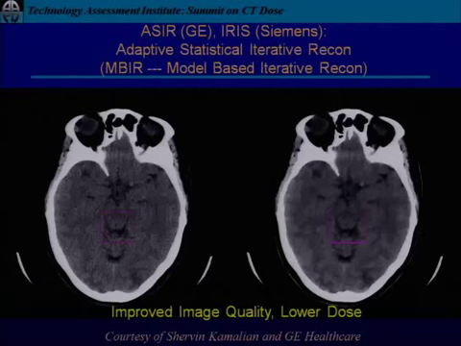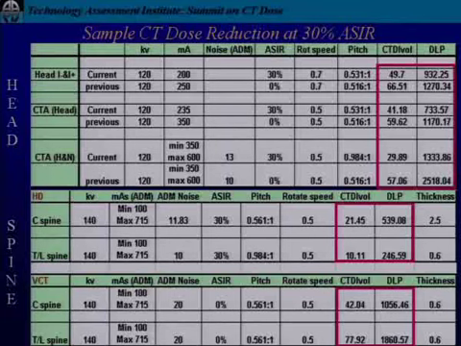There are these newer techniques that have come out, which GE calls ASIR, Siemens calls IRIS. All they're doing is going beyond the filtered back projection, and they're doing essentially iterative reconstruction so as to minimize noise. So here's your normal image, and this is the image after iterative reconstruction. Okay. And if you use, in one of the scanners, here is some data, you can really substantially reduce the dose, almost by a factor of half, if you were to use iterative reconstruction techniques.